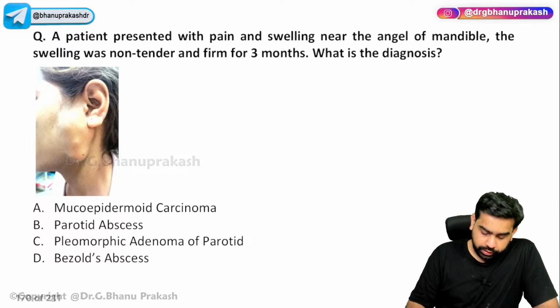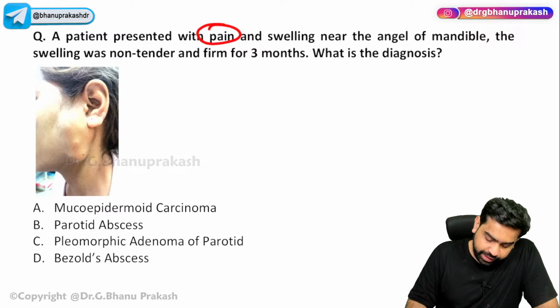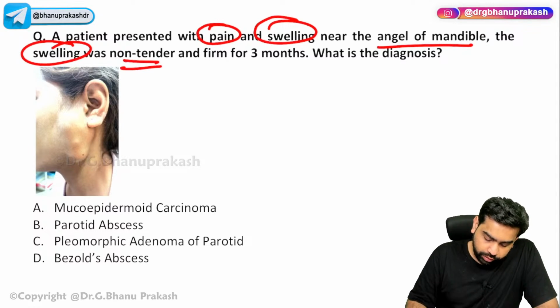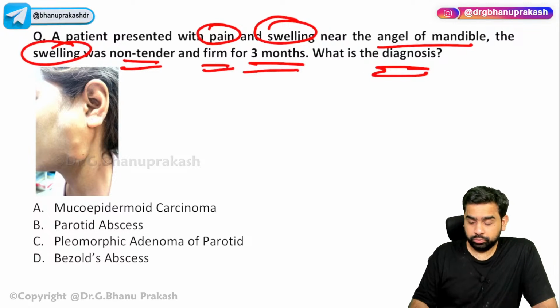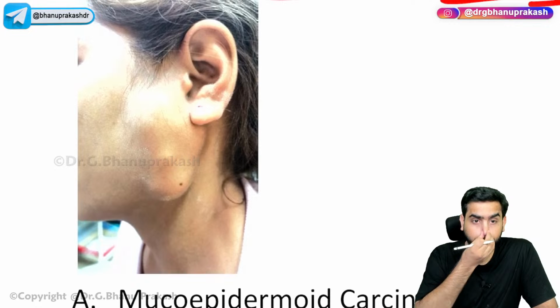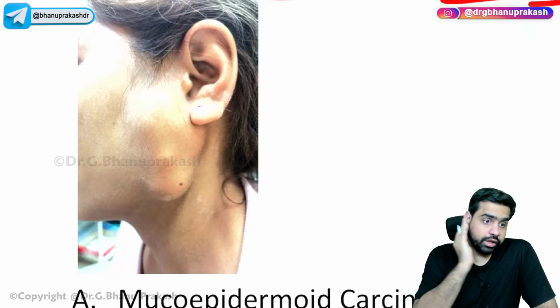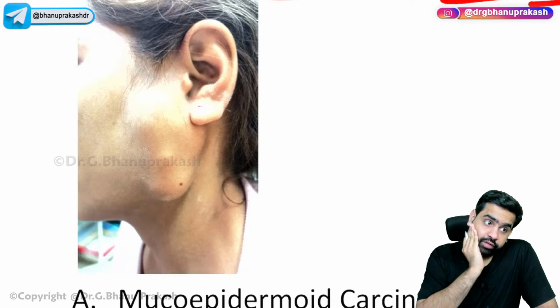Okay, now there's a patient who presented with pain and swelling at the angle of the mandible, and the swelling was non-tender and firm for around 3 months. What is the diagnosis of this patient? So what do you think? This is the swelling which you're seeing below this particular ear. This is the area where it is.